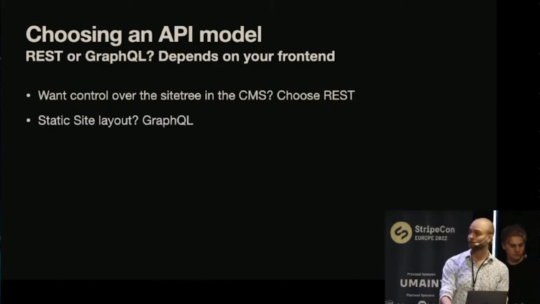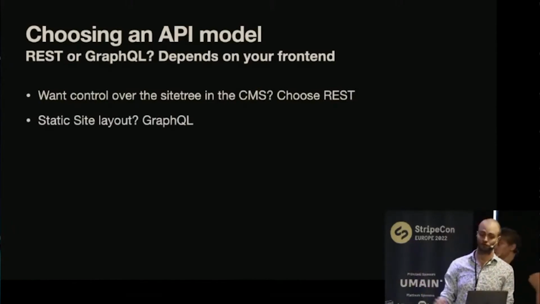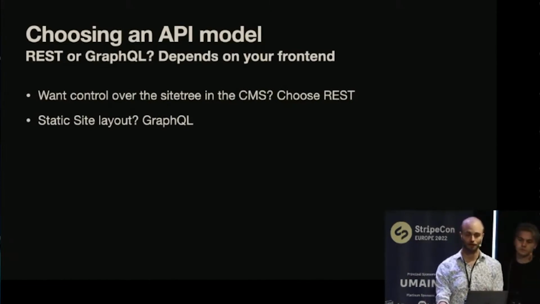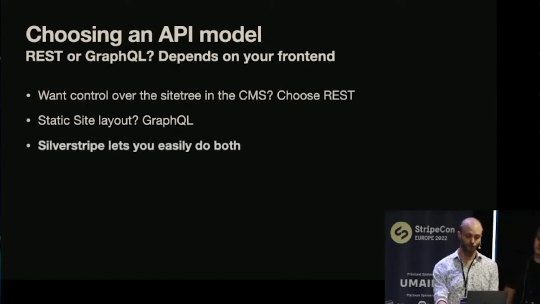It's a simple question. If you want to have control over your site tree and have a dynamic page layout, then you should probably use the REST API. And if you have more of a traditional headless site where you only create objects and fetch them through GraphQL, that's also a really great option. Silverstripe lets you easily do both, which is, of course, really nice for us.